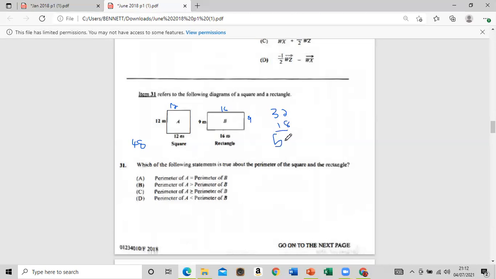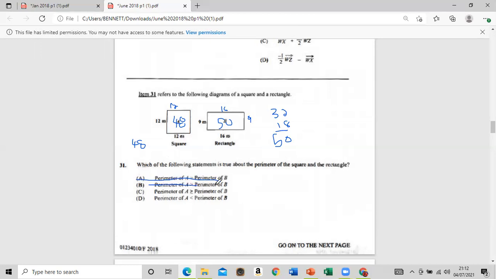Alright, so I can see that we compare them. When I said this is 48, I'm going to take one thing or the other, alright? And compare what the answers are. Perimeter A is equal to perimeter B? No, cross out that. Perimeter A is greater than perimeter B? No, 48 is not greater than 52.